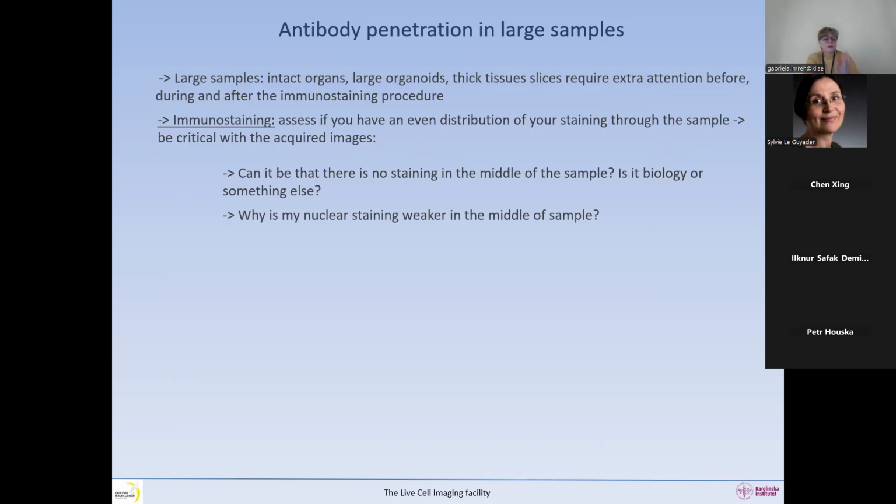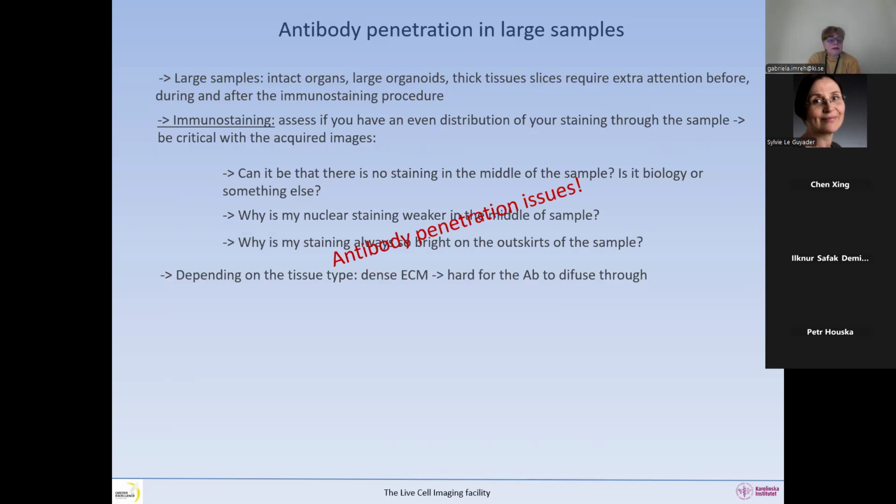Why is my nuclear staining weaker in the middle of my sample? Why is my staining so bright at the outskirts of my sample, but not in the middle? That could be antibody penetration issues. Basically, the antibody didn't reach deep inside your sample. That depends, of course, on the tissue types. Some of them are more dense and have ECMs, which make it hard for the antibody to diffuse through.